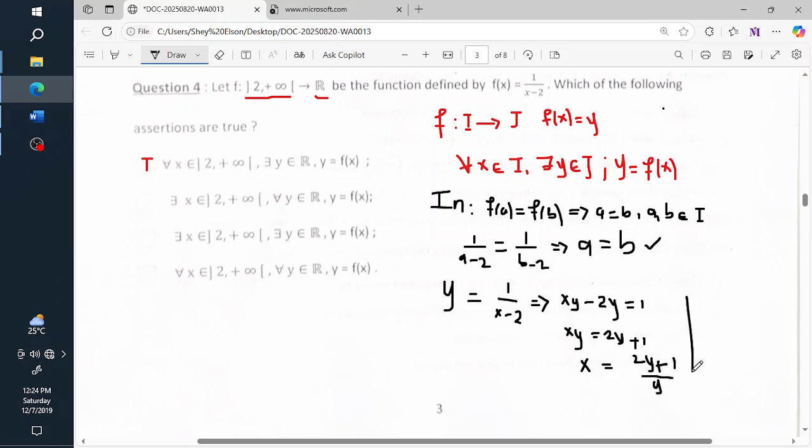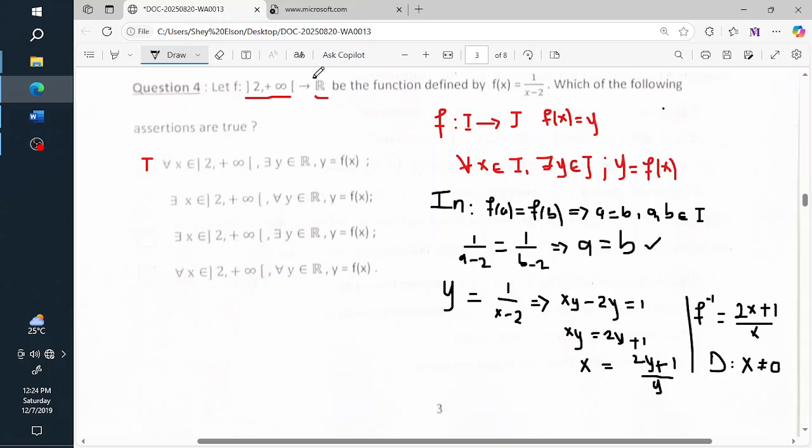Which means that our inverse function, f inverse of x, will be defined by 2x plus 1, all divided by x. Remember, we changed the y to x, and there's a reason for that. Now what is the domain of this function? The domain is that x is not equal to 0, because it's a rational function, and for it to be defined, the denominator should not be 0. So this is the domain of the inverse, which is the range of the function.